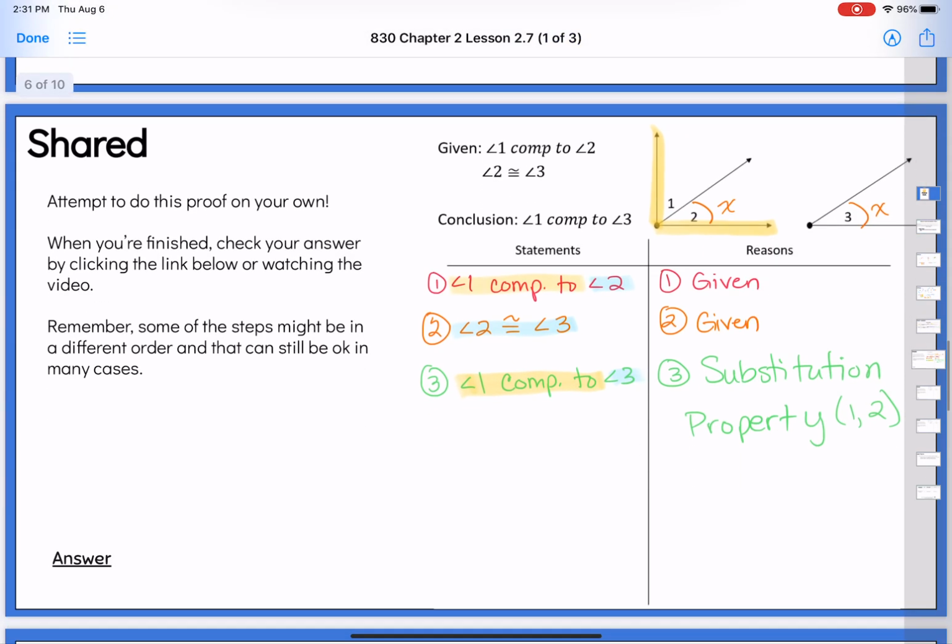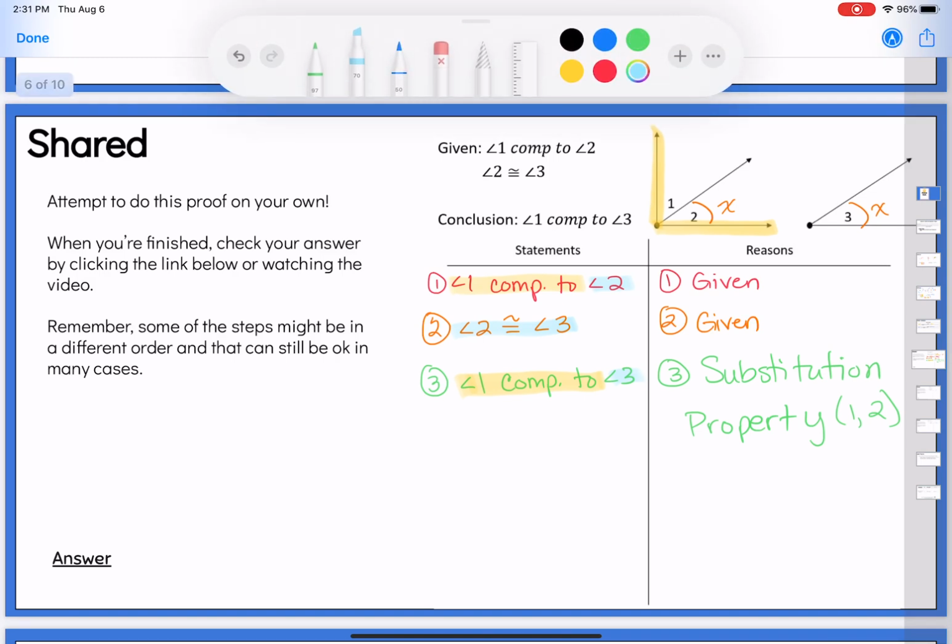Notice here for our substitution property, I had words other than congruent. In my step where I was writing the substitution property, I had the words complementary to. This is not a congruent step. This is something other than congruent, and that's when I know it's going to be the substitution property. If the step you're in has a congruent symbol, then it's not substitution, it's transitive. So be careful of that, okay?